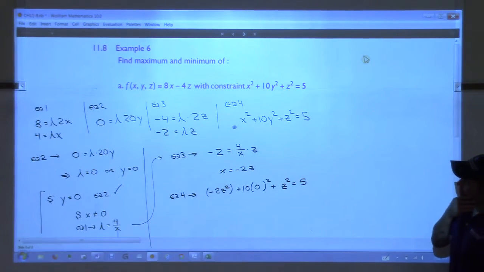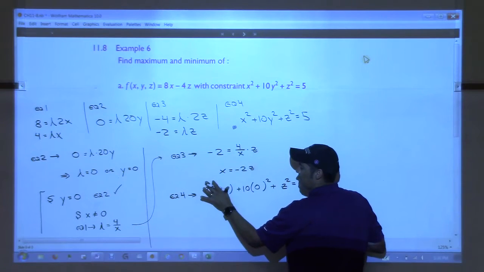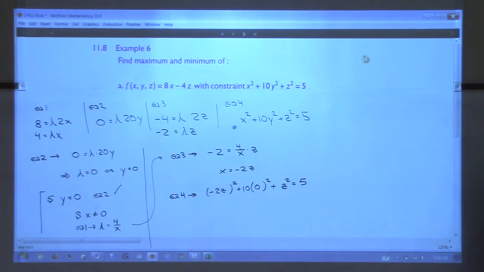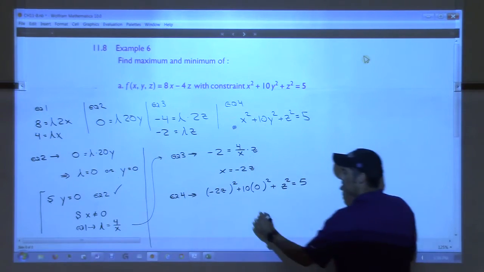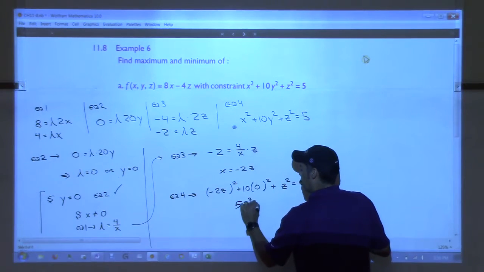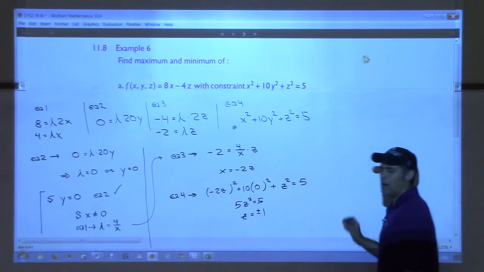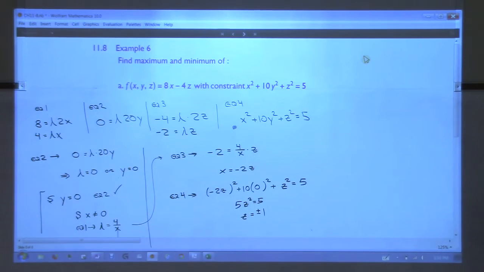You know, I messed that up. The way I wrote that is wrong. Squared is on the outside. Okay, so I think we get 5z squared equals 5. And that gives us z as plus or minus 1. All right, we made some progress there. So here's where we are right now.